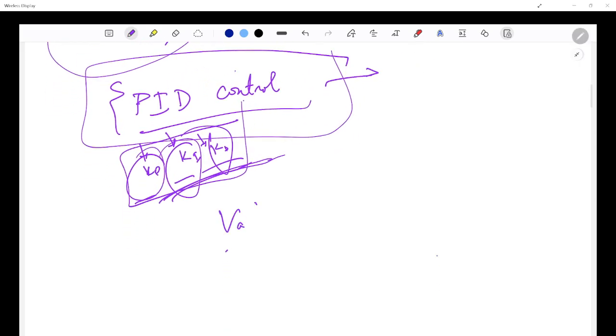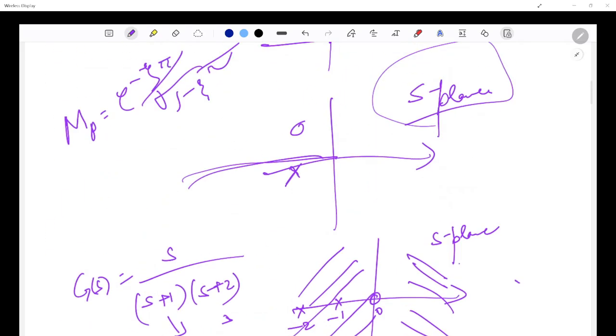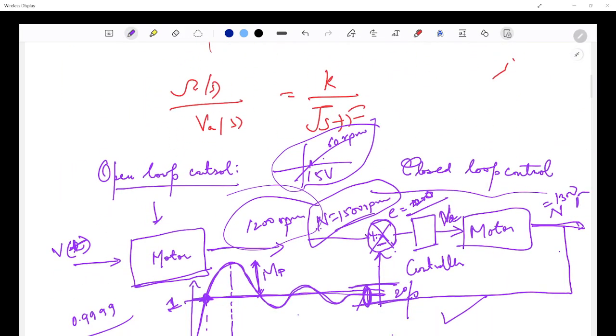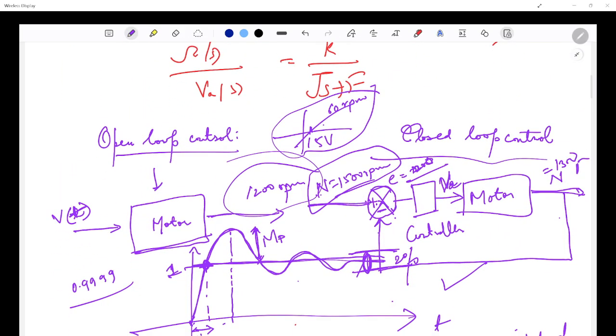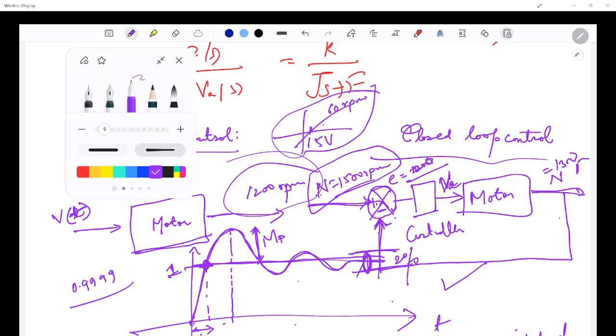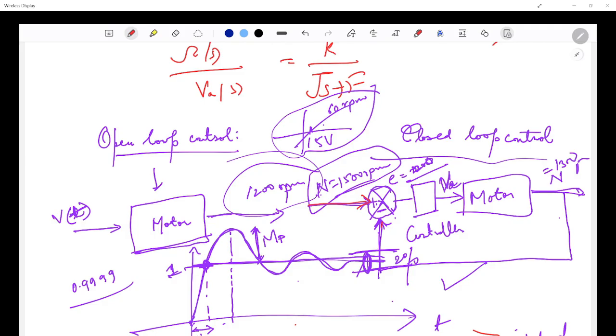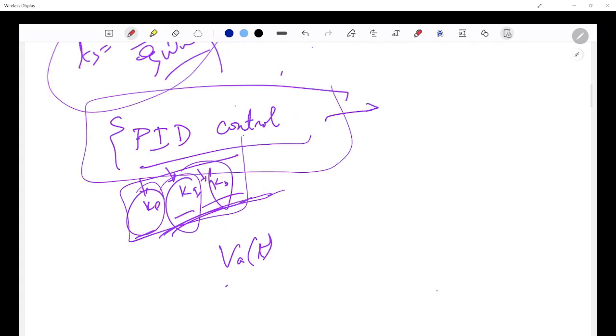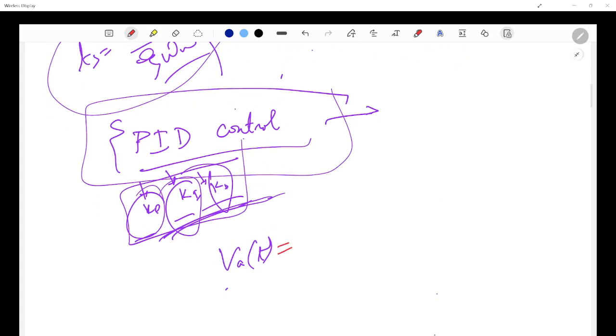So let's say my error. If you remember this diagram, there is a reference value, and there is an output coming from the sensor, and we are getting an error. That error is being processed through the controller to obtain what should be the desired voltage, right? So I operate the controller on the error, and this is the output that I get from the controller. So I do KP into the error itself.